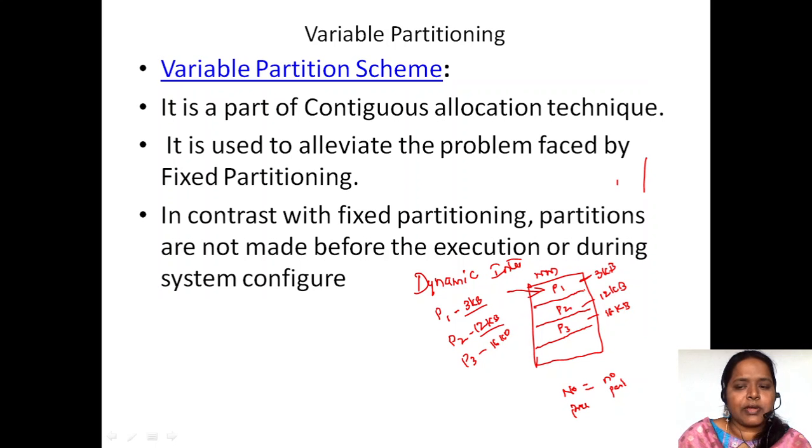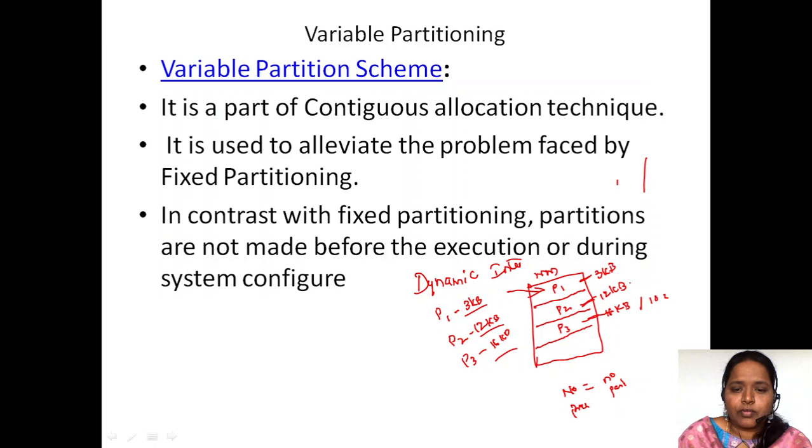P2 needs 12 KB, in the sense we are giving 12 KB only. P3 needs 16 KB, in the sense we are allocating 16 KB only. We are not allocating 18 KB or 20 KB like that. How much memory the process requires, that much memory only we are allocating. So here we are totally removing the internal fragmentation.